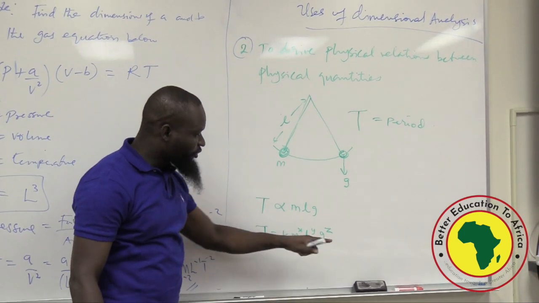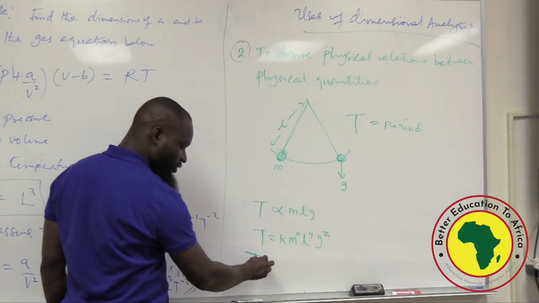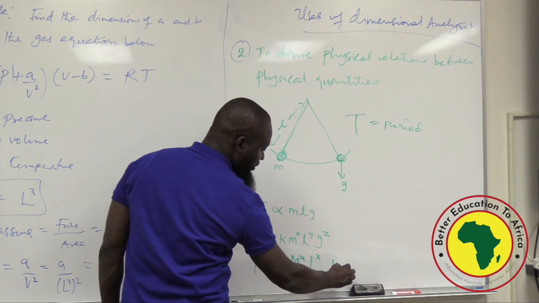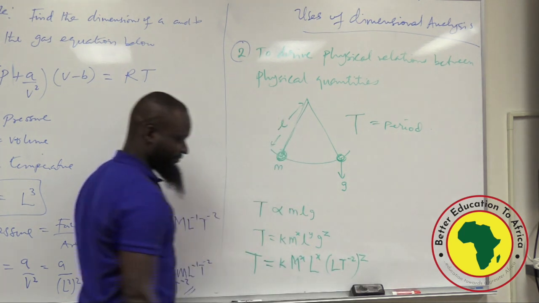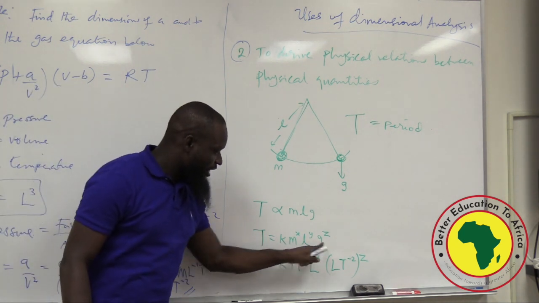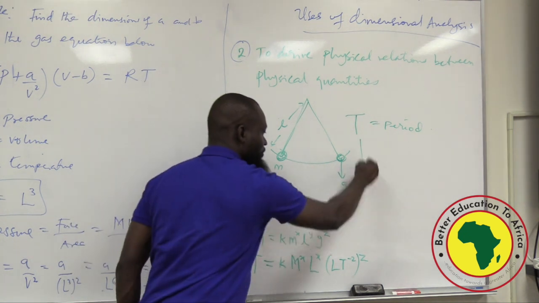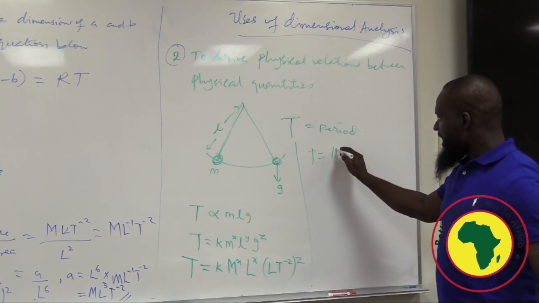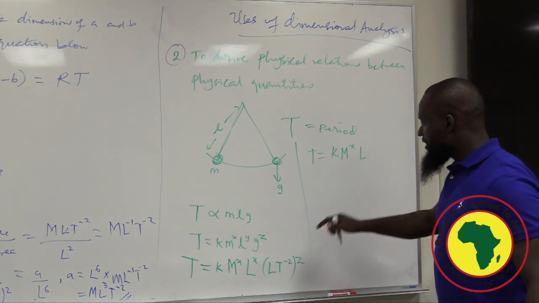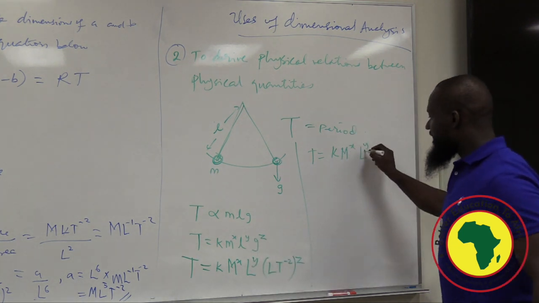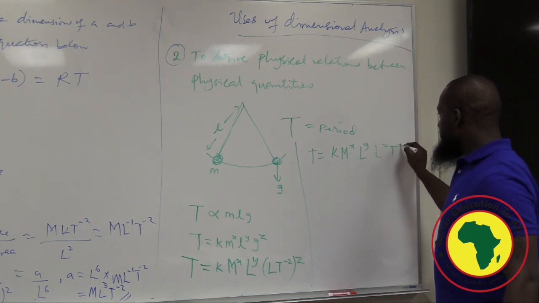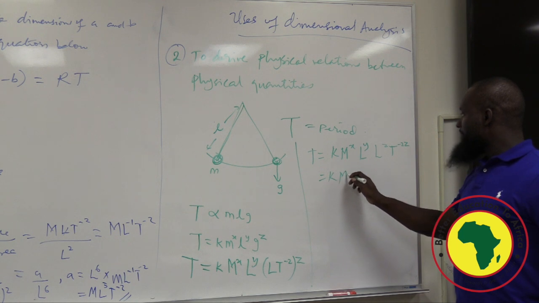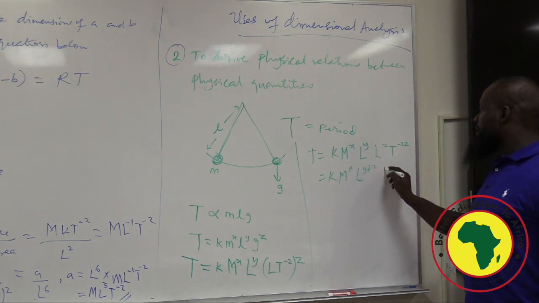So I'll replace each of these quantities with their dimensions. T is period, which is like time, so it's T. K is just a constant. M is mass. L is length. G is acceleration, LT minus 2, to the power Z. So I've replaced every quantity with its dimensions. Then you'll see the formula will come out. This gives T equals K, M to the X, L to the Y, L to the Z, T minus 2Z when the Z goes into the bracket. So it becomes K, M to the X, L to the Y plus Z, T to the minus 2Z.